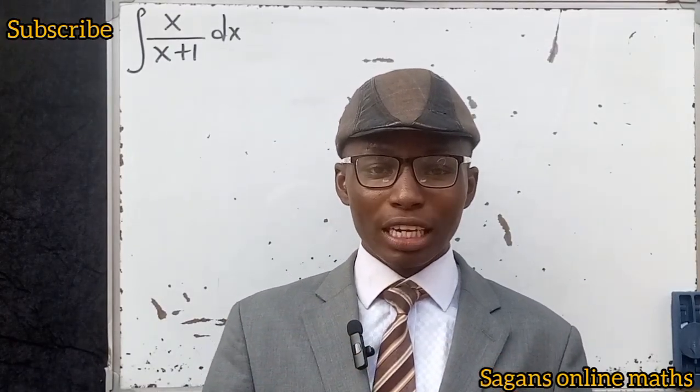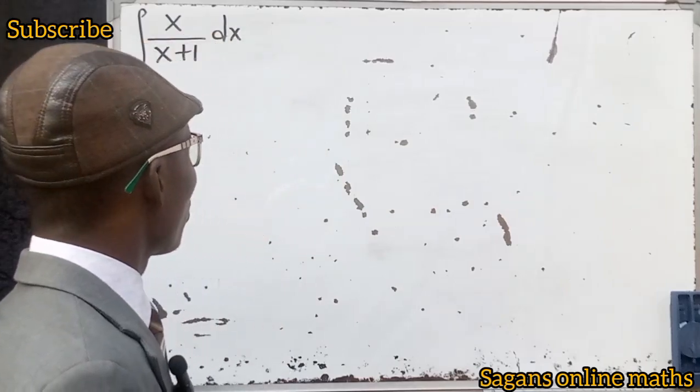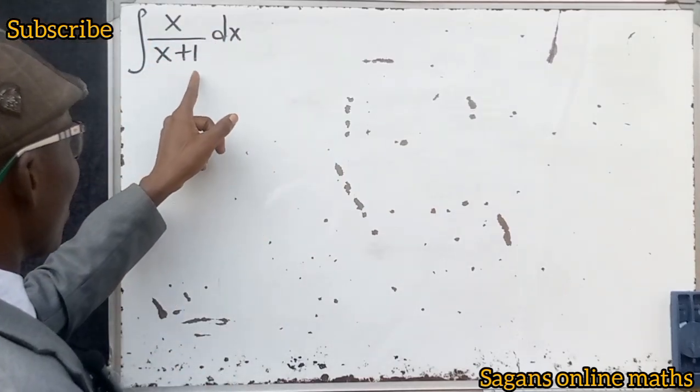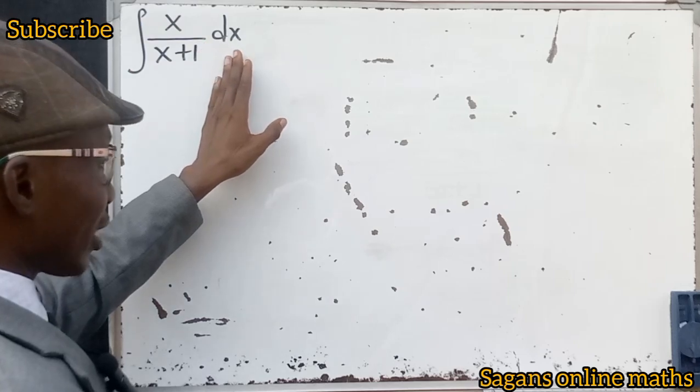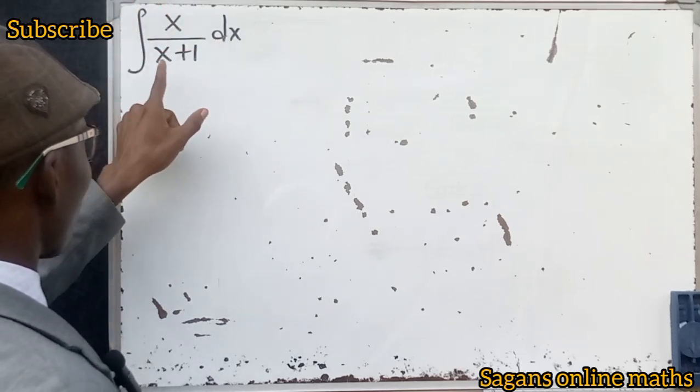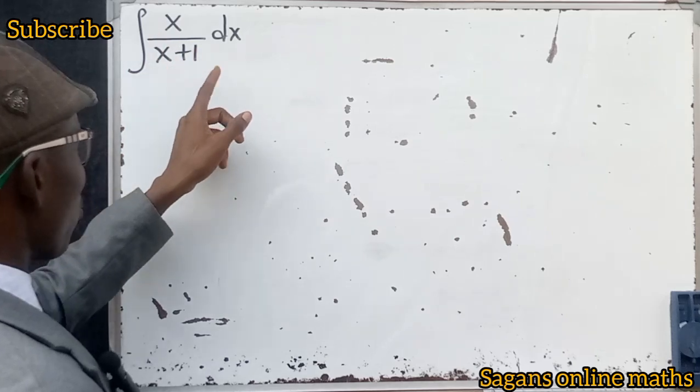Let's solve this question together. Now look at what we are given on the board. We are given the integral of s divided by x plus 1 with respect to x, dx. That means we are asked to integrate this function with respect to x. That means the integral of s divided by x plus 1 dx.